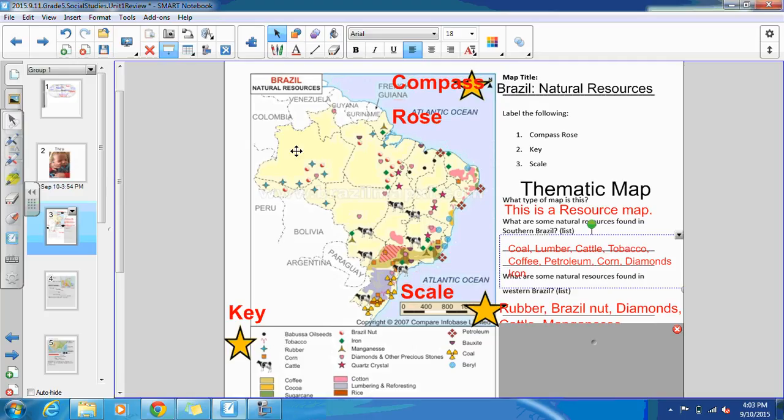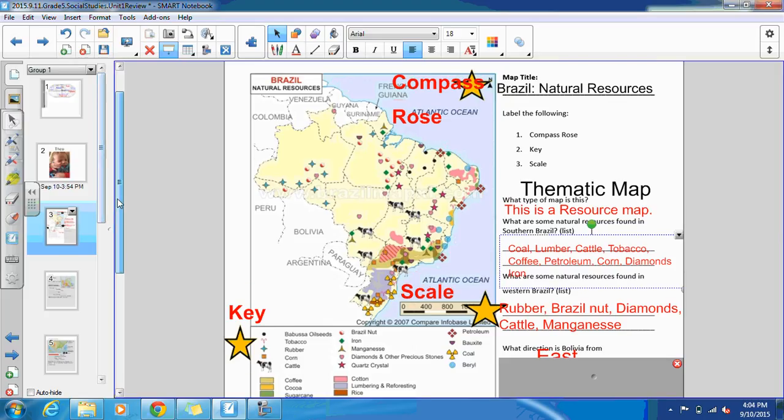Okay. I also see these red and white circles. That red and white circle is the symbol for delicious Brazil nut. So those are your two biggest ones. As long as you have those, you're golden. You could have also had diamonds, cattle, and manganese.